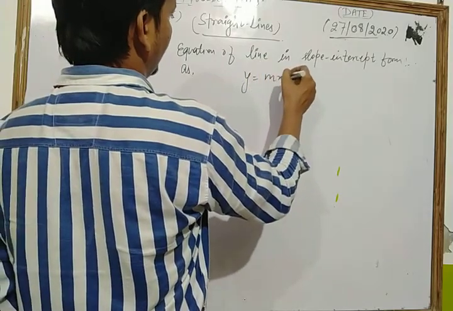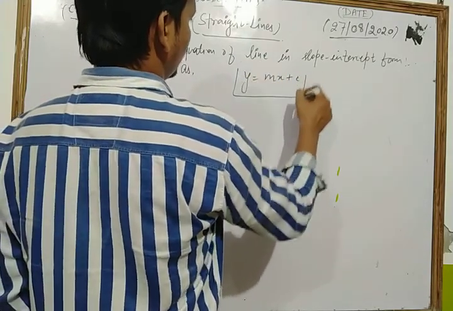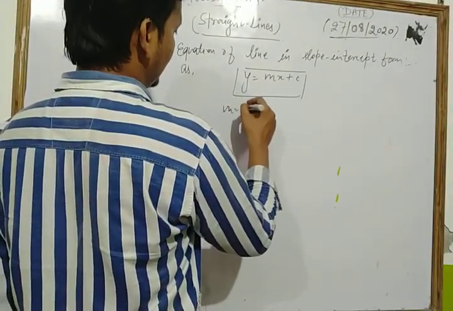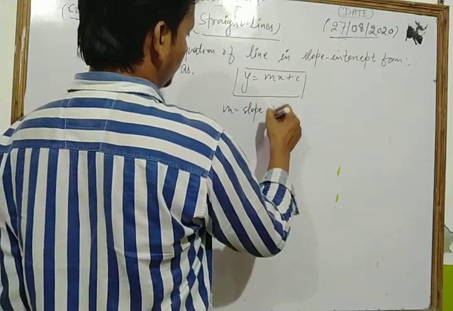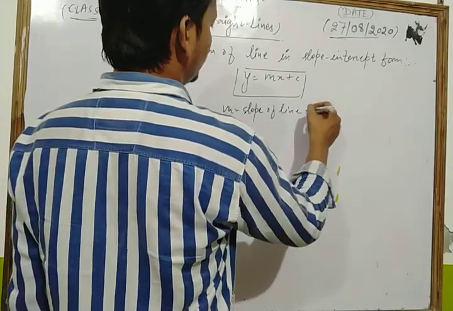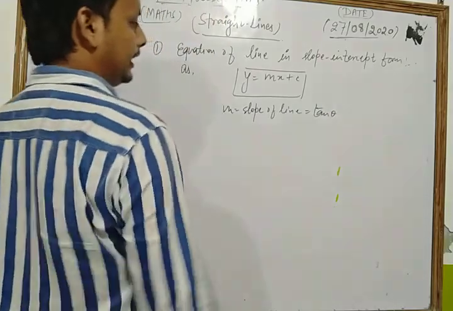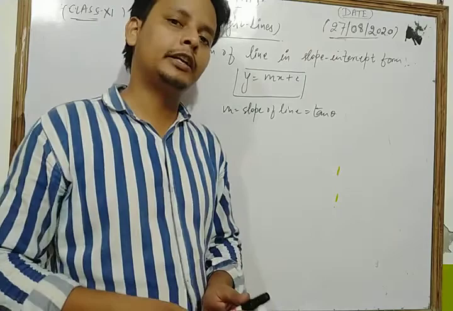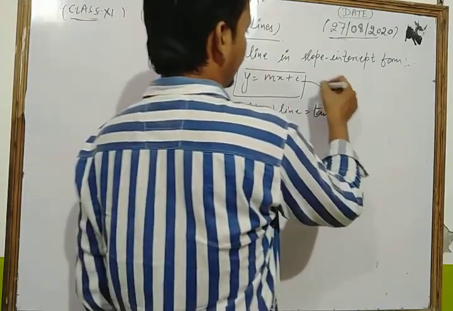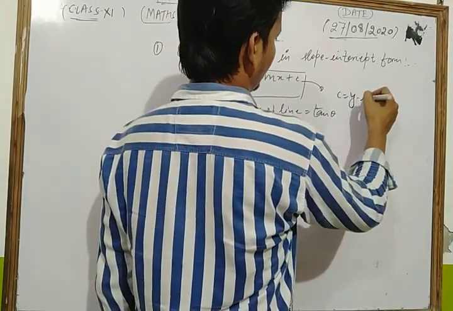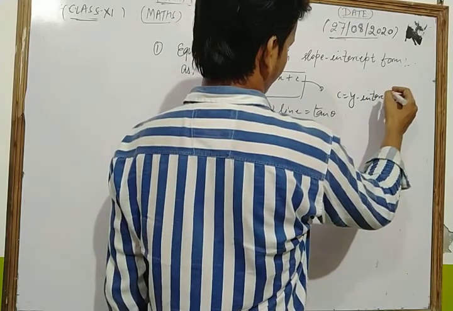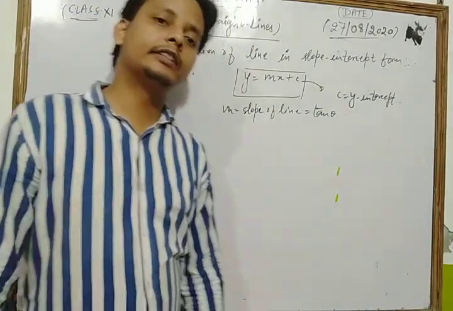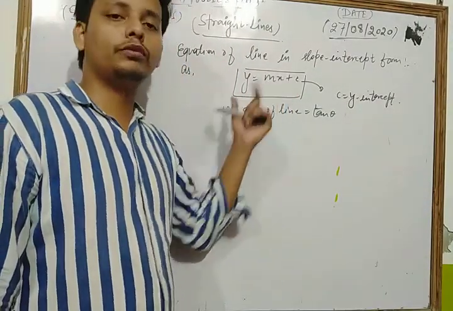y = mx + c. y = mx + c. Here m is the slope of the line, which is also equal to tan theta. You know that very well. And here theta is the angle made by the line with the positive direction of the x-axis in the anti-clockwise direction. And here c is what? Here c is the y-intercept. And in the previous class we already discussed the derivation of that formula.